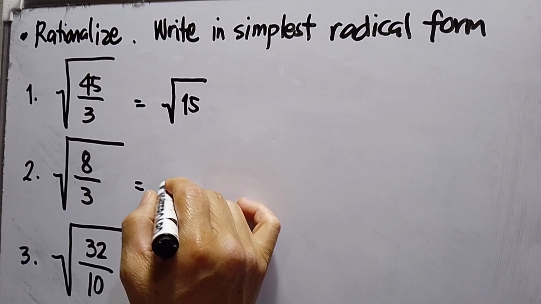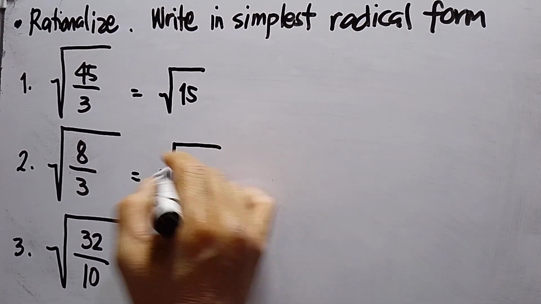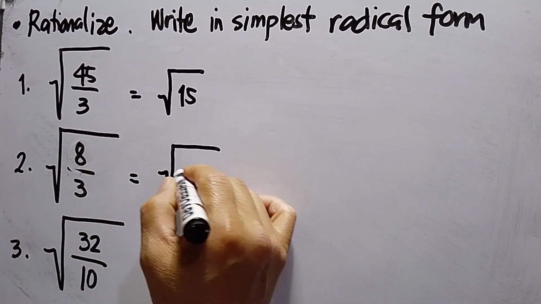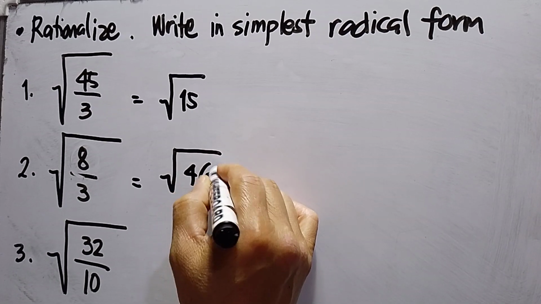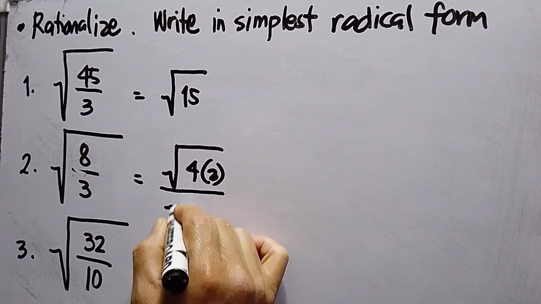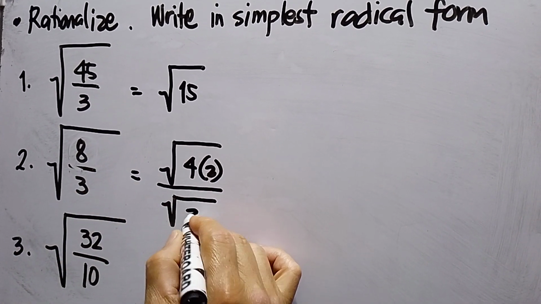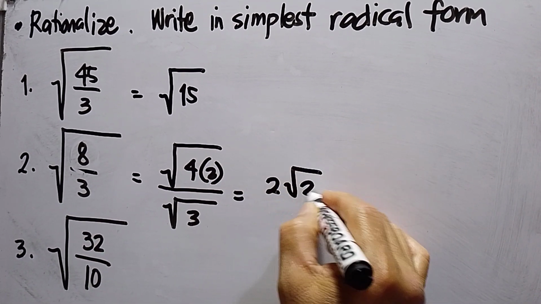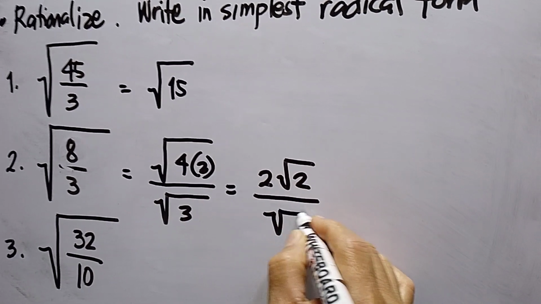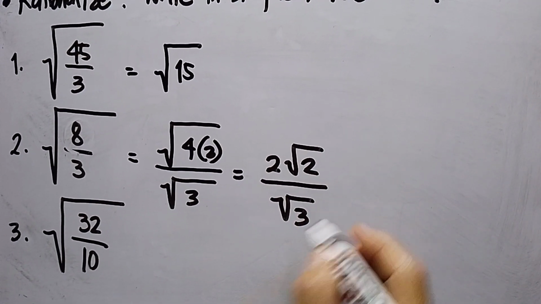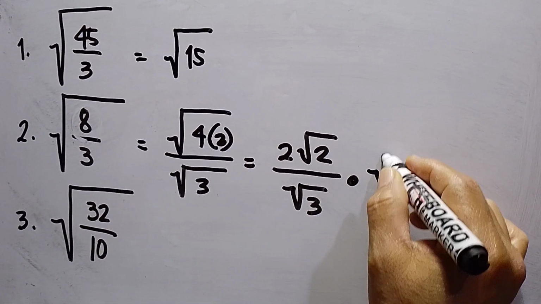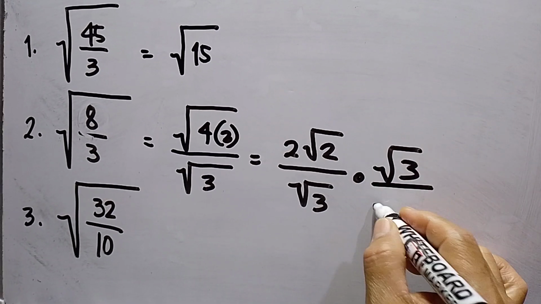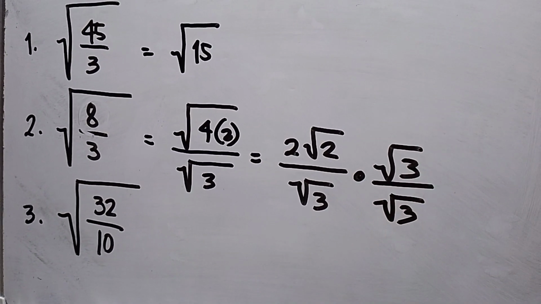Number 2 is square root of 8 over 3. I need to factor 8, so this will be 4 times 2. Square root of 4 is 2. Then I have square root of 2 over square root of 3. I need to rationalize the denominator, so I need to multiply by square root of 3, and the same also in the denominator.